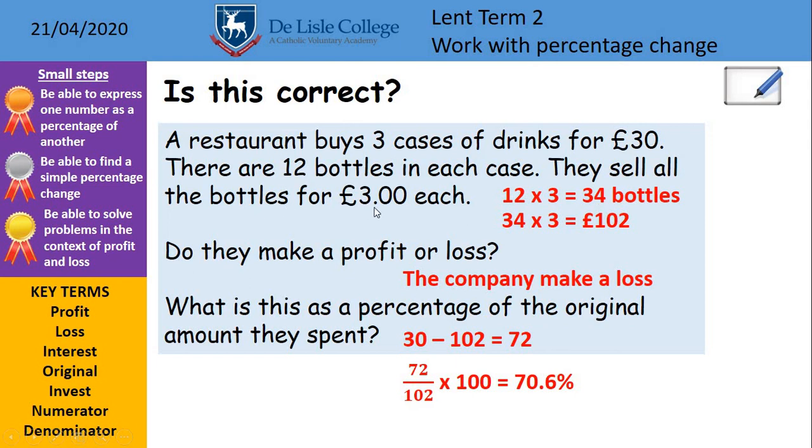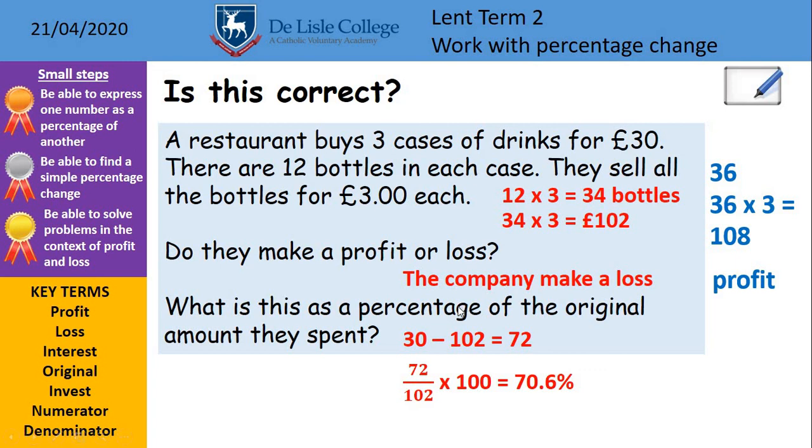So if they sell all the bottles for £3 each, this is a correct calculation, but I should have had 36 here. So we should have had 36 multiplied by 3. So they in fact make £108. Do they make a profit or loss? Well, hopefully you've seen that this is incorrect, because they used £30 to start with and have made back 108. So this is in fact a profit.